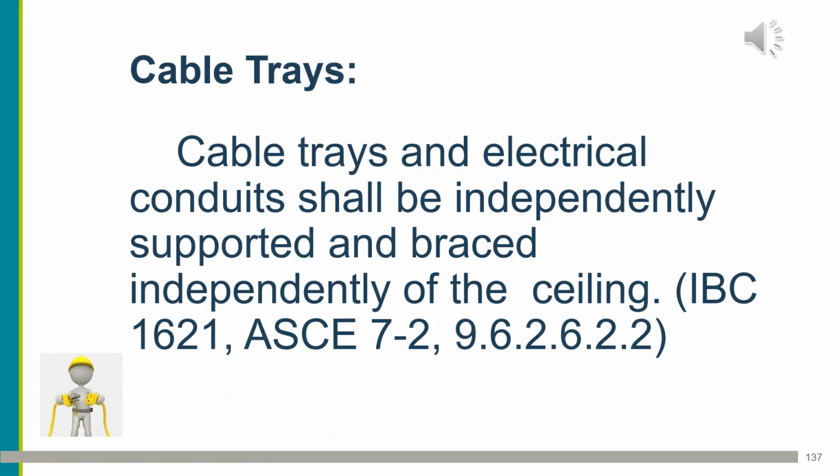Cable trays and electrical conduits shall be independently supported and braced independently of a ceiling. They can't depend on the ceiling grid wires, and nothing along the lines of conduit or MC can be attached to the actual ceiling grid wires.